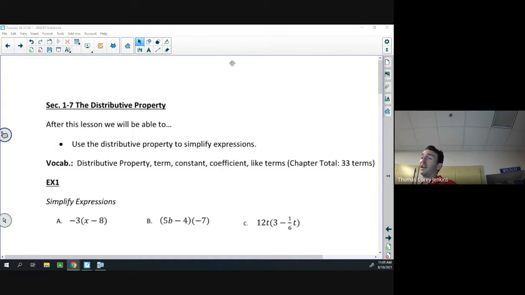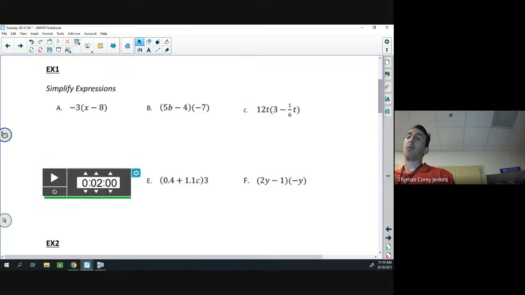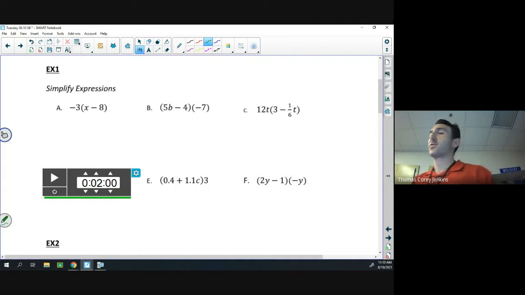So hopefully you are already kind of ready to go on that. Vocabulary, we're still not doing anything with that yet, so don't worry about the vocabulary terms just yet. And then our learning target is we want to be able to use the distributive property to simplify expressions. All right. So example 1, we are going to simplify just using the distributive property.